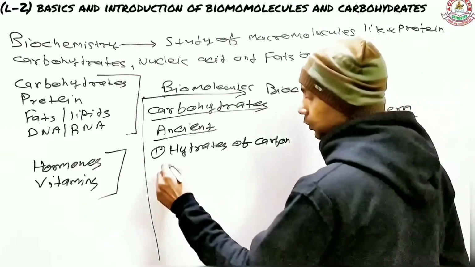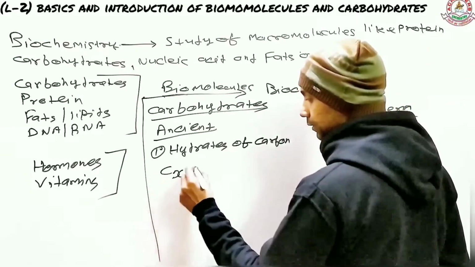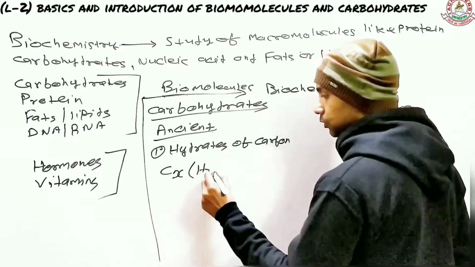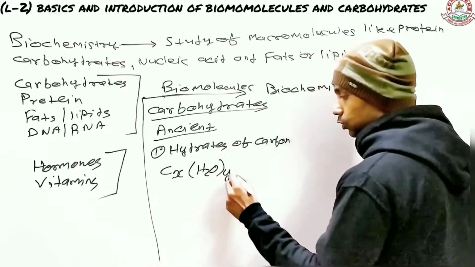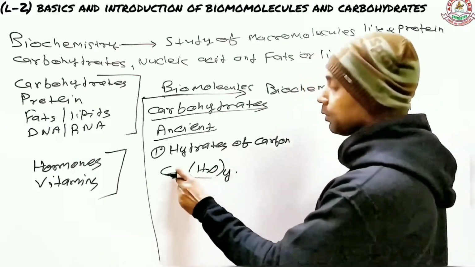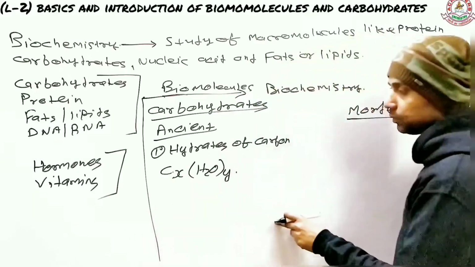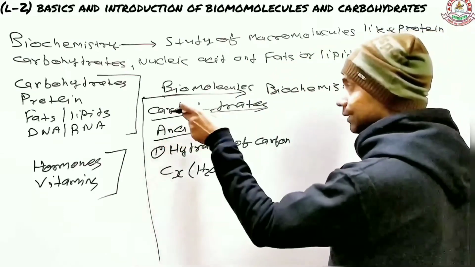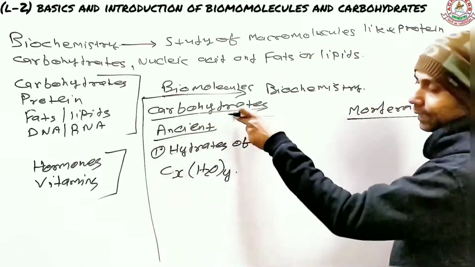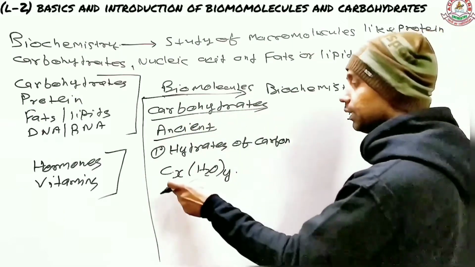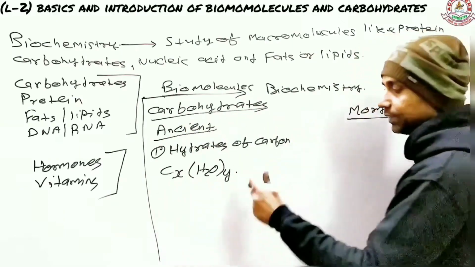What does that mean? You have something like this, Cx(H2O)y. So it looks like there is a fixed number of carbon and a fixed number of water molecules. The ancient definition says that this substance has nothing but carbon and hydrates, where hydrate refers to water. So what does that mean? Cx(H2O)y.